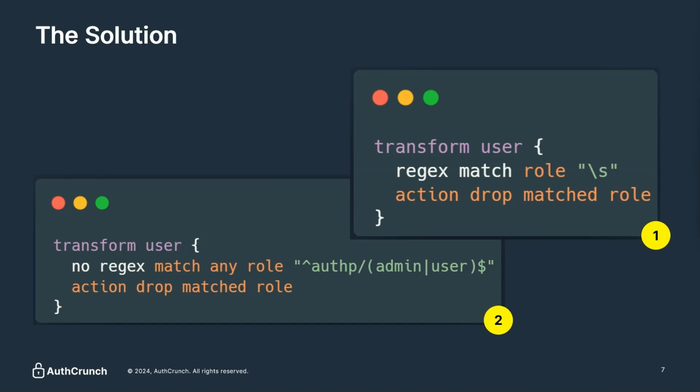It is an instruction inside the user transform that removes a role from a token if it matches a pattern. In the first instance, I match any role that has white space in it. The second instance is very interesting. User transforms can work with regular expressions. However, the regular expression implementation is Golang regex, which does not support something called negative lookahead. So, the non-regex match any means match anything that does not match this regular expression.